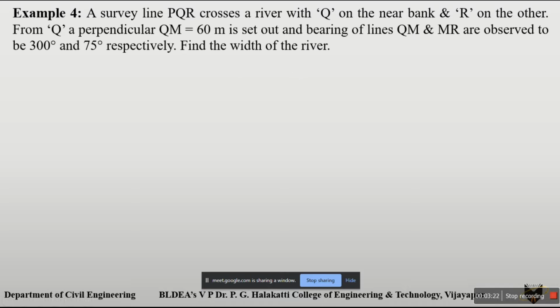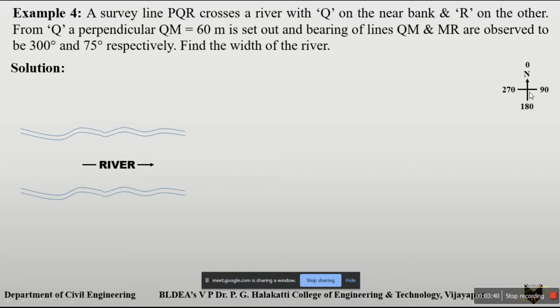Okay, first step, we have to draw the diagram. Remember that they have observed the bearings here, that is 300 degrees and 75 degrees. You must remember these angles in the compass instrument. So this is our obstacle, this is our chain line. Here there are 2 points on it, one end is point Q and the other is point R. Clear?